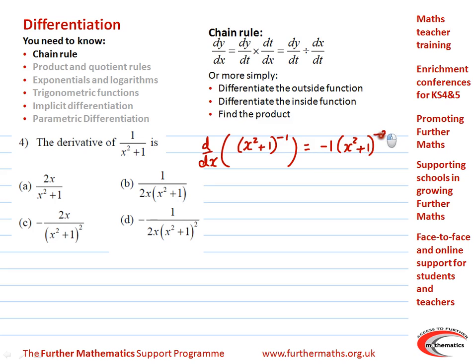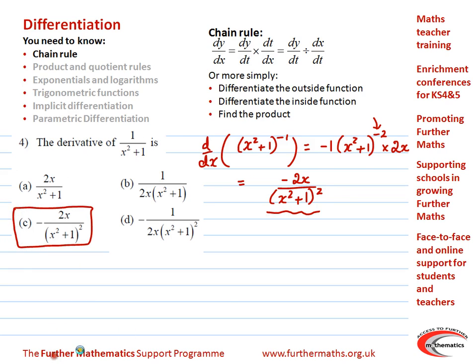and reduce the power by 1, that's the outside function differentiated, multiply by the derivative of the inside function, which in this case is 2x, and then we simplify back into the original form of the question. That leaves us with a negative from the minus 1 here, times 2x over (x squared plus 1) squared. That's making that negative index back into the reciprocal down at the bottom here, and so we can see again in this question that part C is our correct answer.